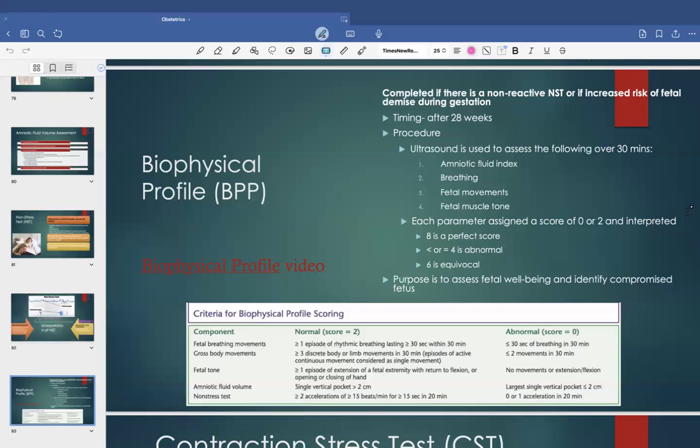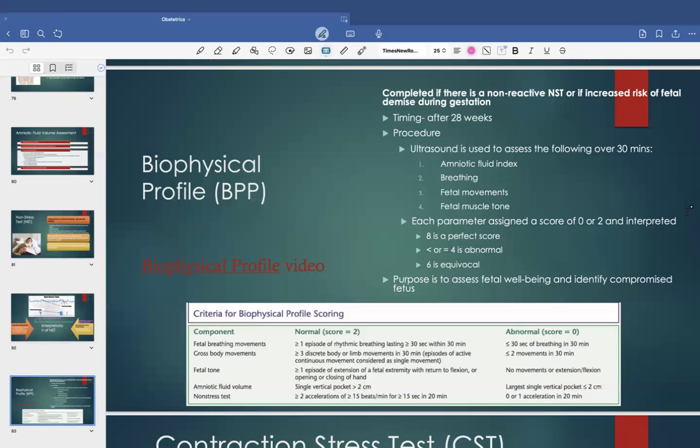So that chart, I don't need you to memorize, but you should know what the components are and what they're looking for. To understand that we're trying to see if something's going on with the baby, why they are not reacting on that non-stress test.